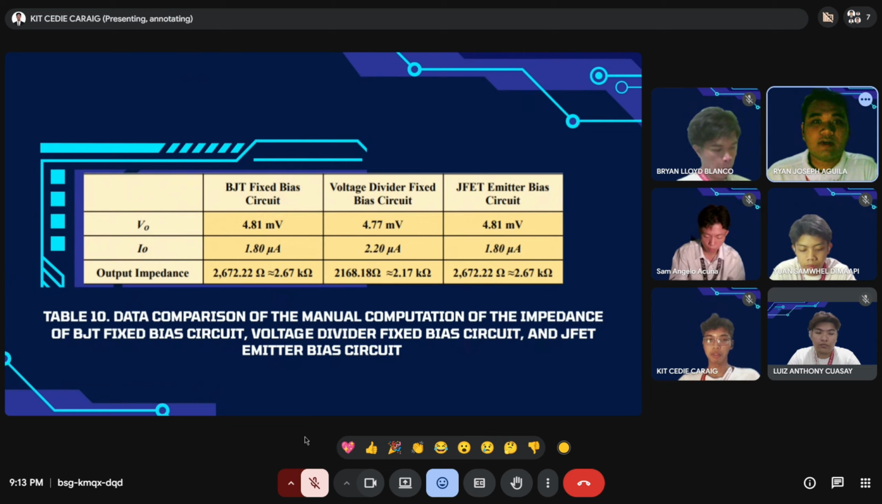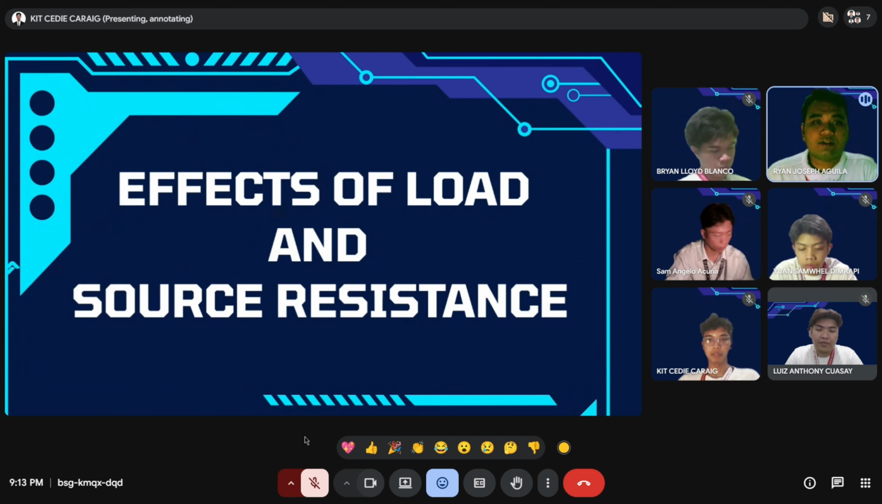Here, the voltage divider circuit again stands out, having the lowest output impedance at approximately 2.17 kilo ohms. This means it can drive loads more effectively. In contrast, both the BJT fixed bias and JFET circuits have higher output impedance at around 2.67 kilo ohms. Overall, this confirms that the voltage divider bias circuit offers better current delivery and improved performance when driving a load. Next slide, please. And now let's talk about the effect of load resistance on voltage gain.